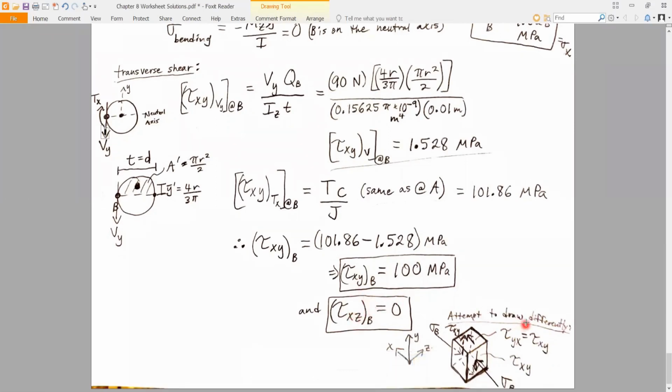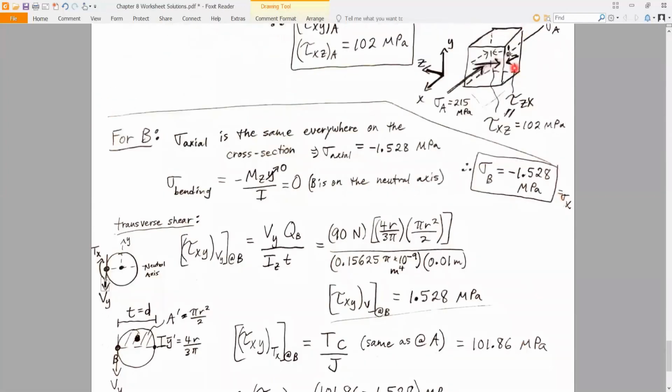Okay, I attempted to draw it a little differently here. X-axis now is going that way, z here, y there. Our normal stress at B is, again, still compressive, and now we have a tau xy. So it's on the x face going up in the y direction on that side, so then it has to be down here. And then tau yx here on the y face in the x direction is equal to tau xy. Right? You can compare that to that.